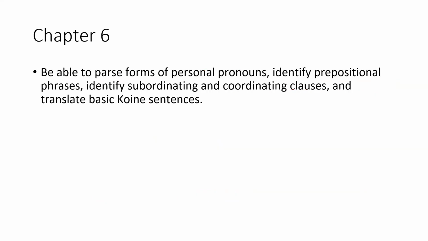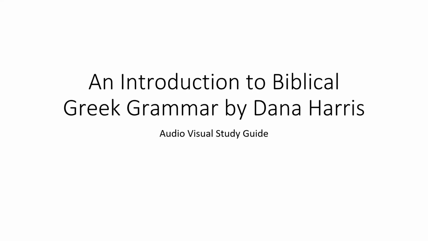So the skills for chapter 6 are: be able to parse forms of personal pronouns, identify prepositional phrases, identify subordinating and coordinating clauses, and translate basic Koine sentences. And the chapter also has a list of vocab to memorize and paradigms to memorize as well. I hope that's been helpful. If there's anything you don't understand, you have to go back and look up those concepts in the chapter.